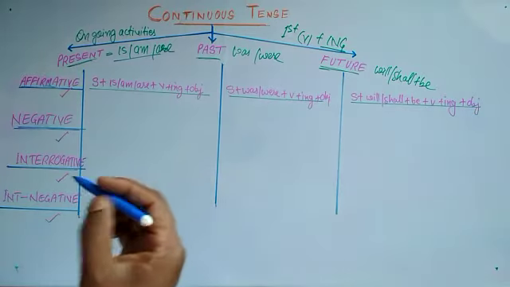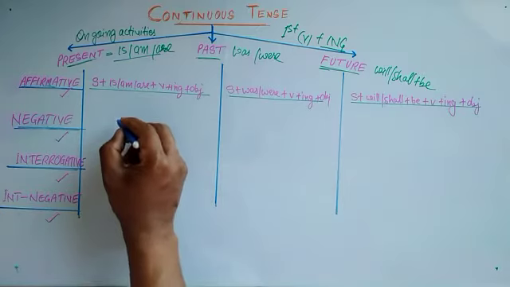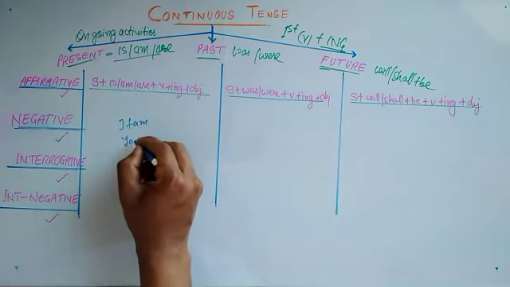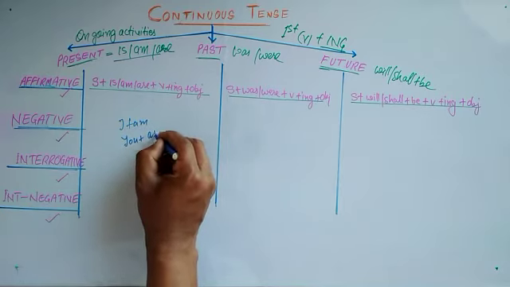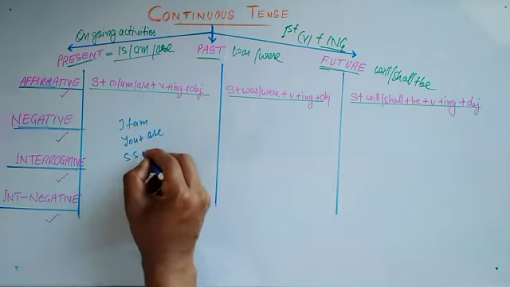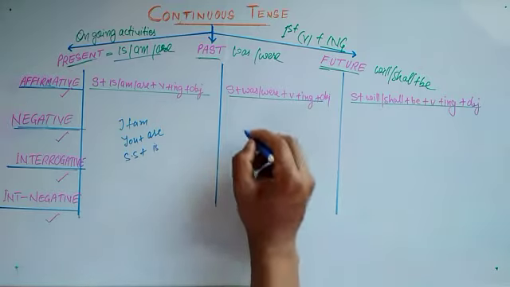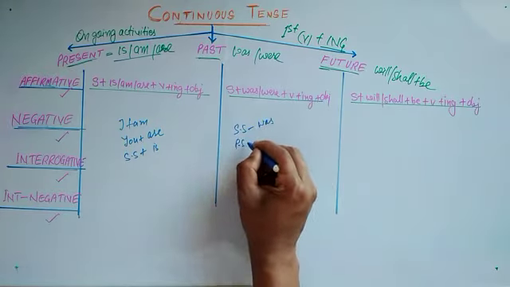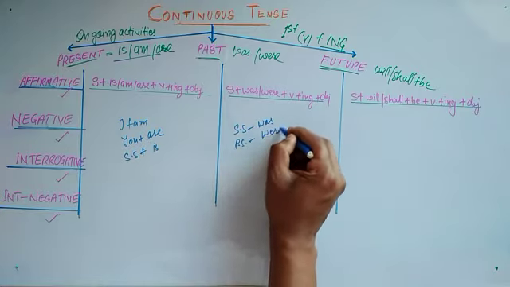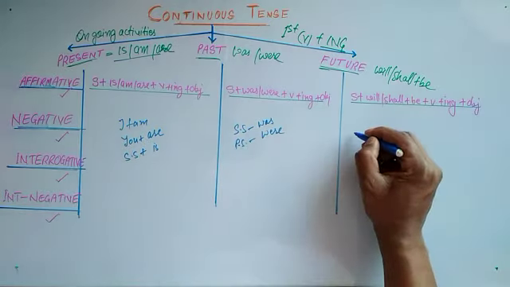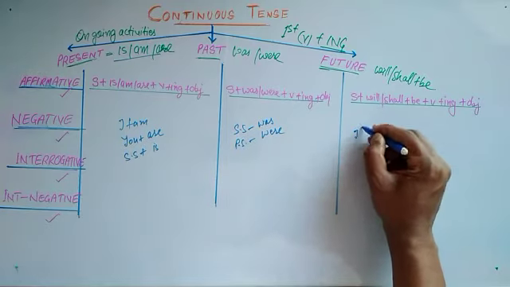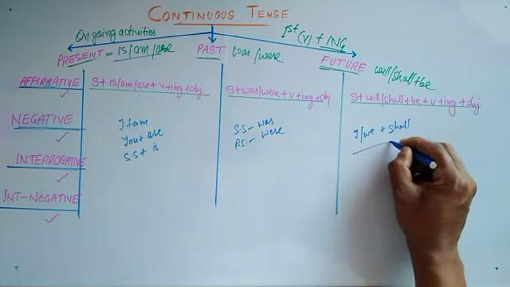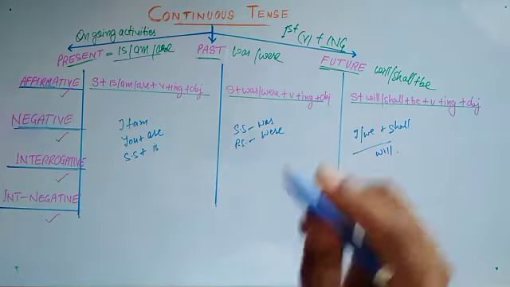Students, we need to remember one more thing. With I we'll use am, with you we'll use are, and with singular subjects we'll use is. In the past, with singular subjects we'll use was, and with plural subjects we'll use were. And in the future, with I and we we use shall, and with the rest of the subjects we'll use will. Let's take examples.